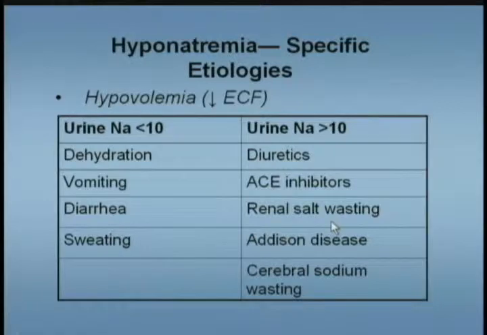Salt wasting. Well, I guess that name says it all. You're losing salt in the kidney. Addison disease. Well, in Addison's, what does aldosterone do? Aldosterone makes you retain sodium and excrete hydrogen ions. So if you have no aldosterone, you're going to lose sodium, because aldosterone makes you retain sodium.